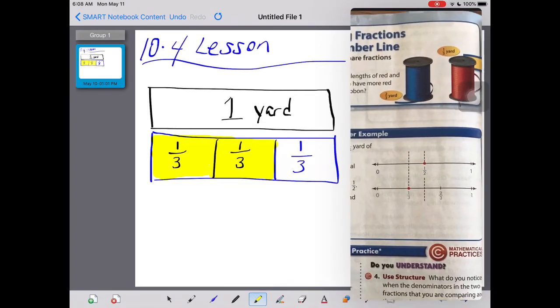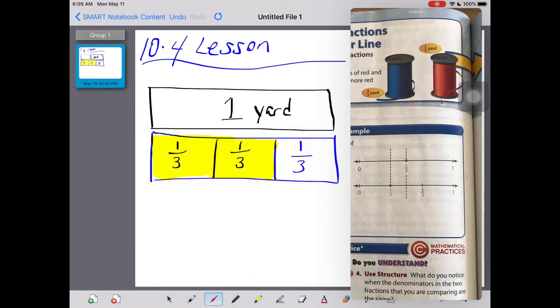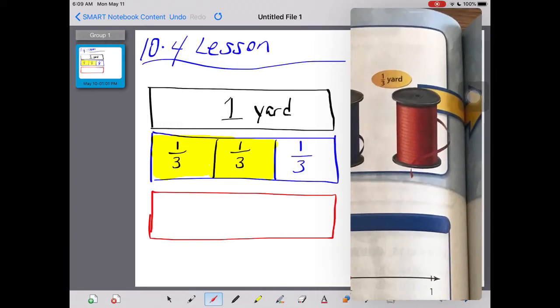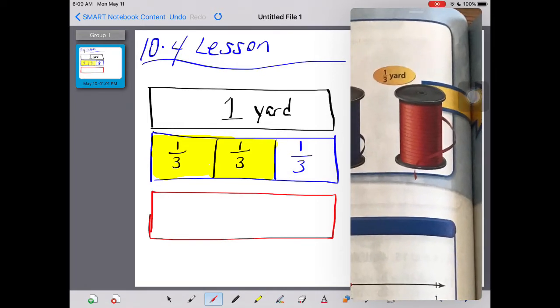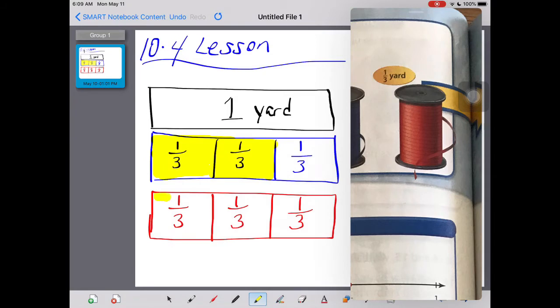Now let's draw the red one. I'm going to change my color to red because I can. Red, make a rectangle the same length because it represents 1 whole yard. And the same thing, look, the denominator is a 3. So that one is broken up into thirds also, okay? 1/3, 1/3, and 1/3. And in this case, the numerator says 1. So she only has 1/3.